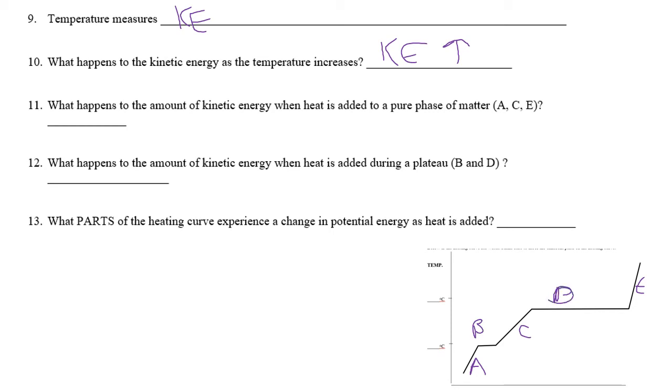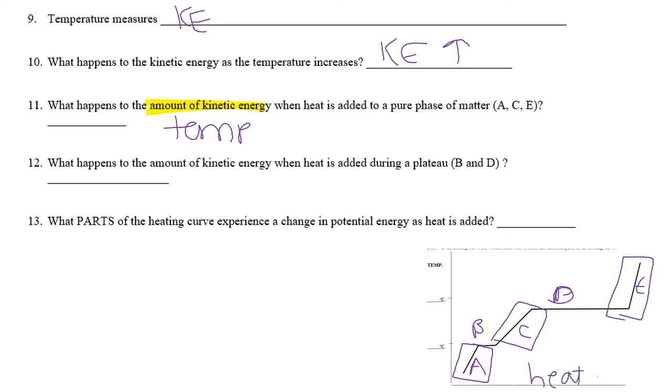The next question. So back to 11 again. What happens to the amount of kinetic energy? And so when you see kinetic energy, I want you to think, so what happens to the temperature? When heat is added to one of these diagonals, A, C, or E. Well, remember, our x-axis is heat being added. So as I add heat, the temperature is going up. So the kinetic energy is increasing.